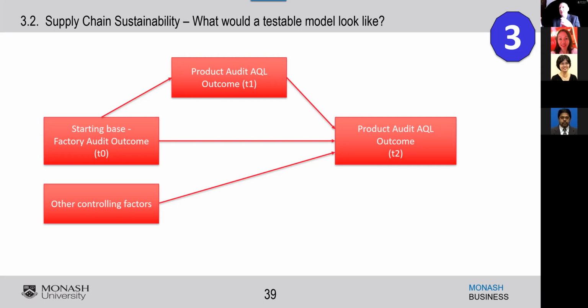So is there some theoretical thing we can look at? Yes, we can look at how factories learn. Here's an example. We would start off with a framework. The dependent variable is a more recent product audit AQL outcome. What is that? Acceptable quality limit. And what are the inputs into that? It could be the starting base of the factory audit outcome, other controlling factors, or a previous product audit. And then you can look at it longitudinally.